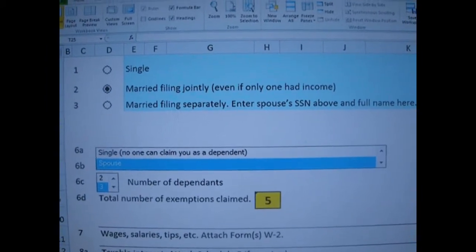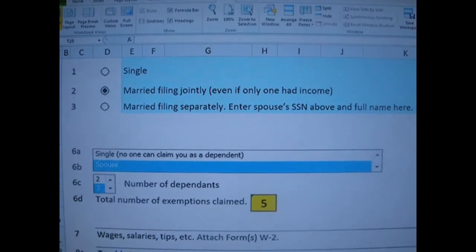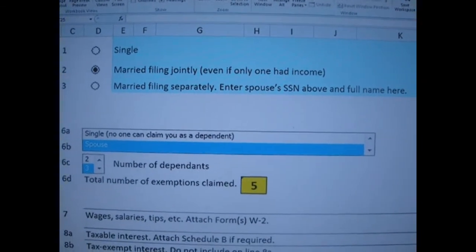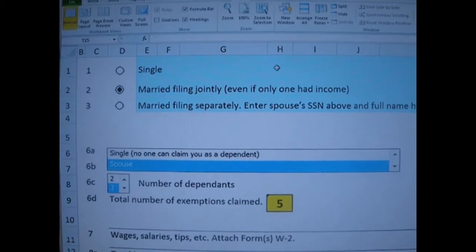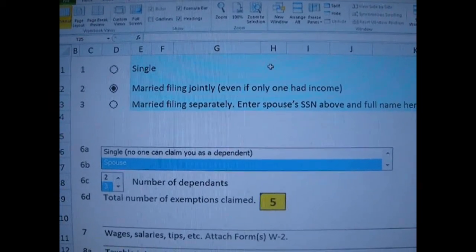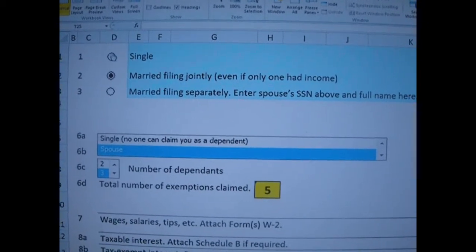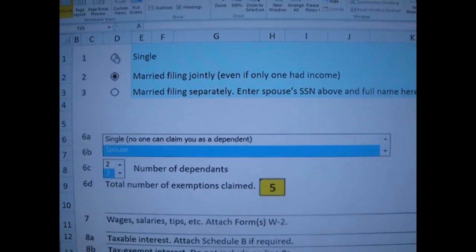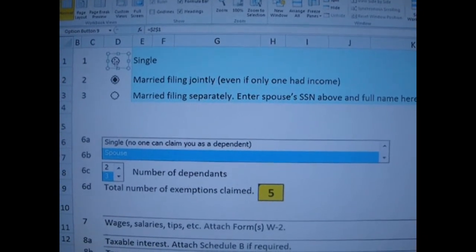This is the new tab for the 1040 calculator for 2011's tax returns. The first section of this looks identical to your 1040A form for 2011. You're going to choose your filing status. If you're single, press the box for single.